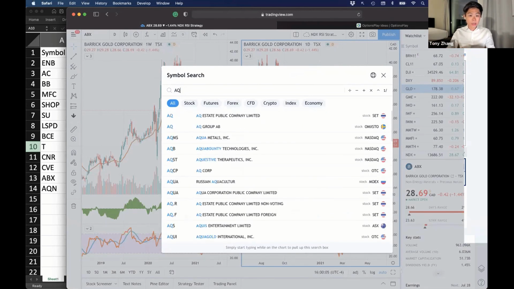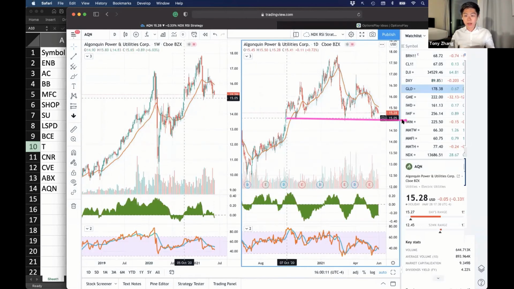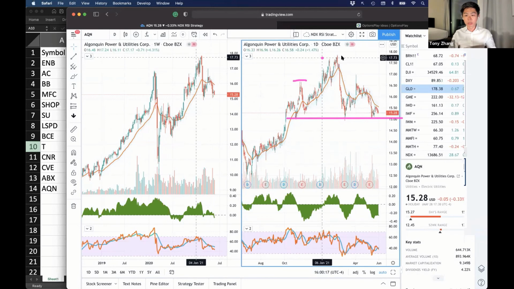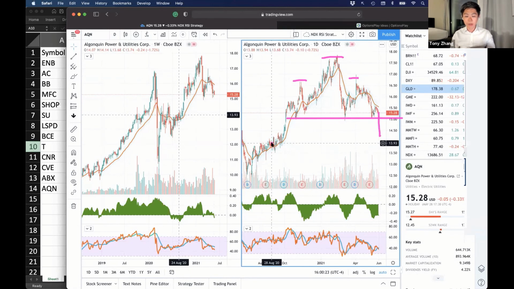And the last stock, Algonquin. Algonquin, this stock trades not particularly well. Multiple attempts to reach new highs have failed. You really have what looks like almost a head and shoulders top here, and it is starting to test the neckline here. A break below this neckline would certainly bring the stock down into the $13, $14 range here.